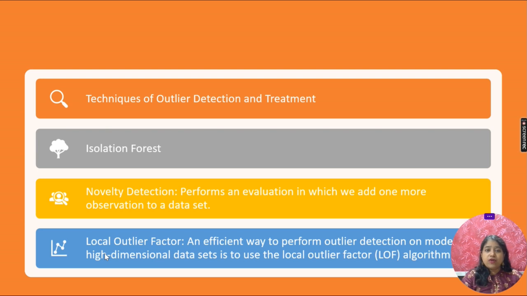Now, the technique of outlier detection and treatment needs to be applied so that the outliers do not change the values of the data set, and they have to be detected and removed. Isolation forest can be used.